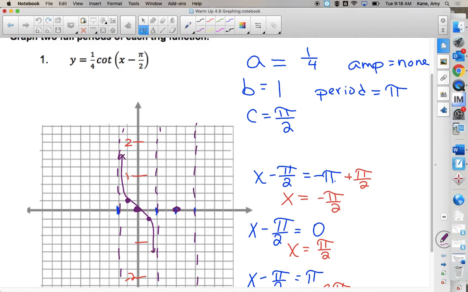So these 2 values give me the stretch of the graph so I know where to connect it. Sometimes the values are high and we stretch up high to connect those points. And then I repeat that for the next intercept and asymptote. So it's a decreasing function, so up 1/4 and down 1/4. So now I have 2 periods of a cotangent function.